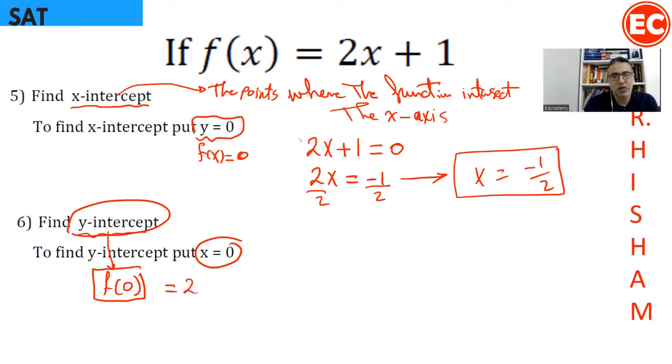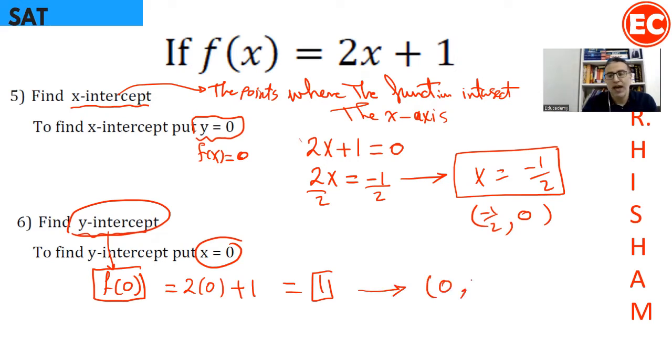And f of 0 is equal to 2 multiplied by 0 plus 1, which is equal to 1. If I wanted to write the x-intercept as an ordered pair, it's going to be negative half and 0. But if I wanted to write the y-intercept as an ordered pair, it's going to be 0 and 1. So there is a big difference between the x-intercept of a function and the y-intercept of the same function.